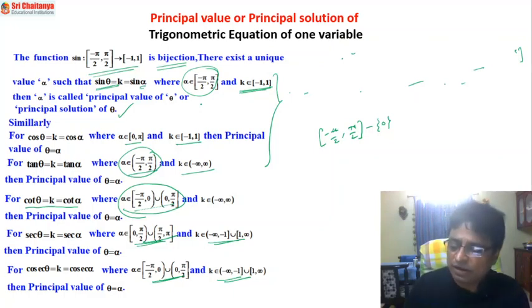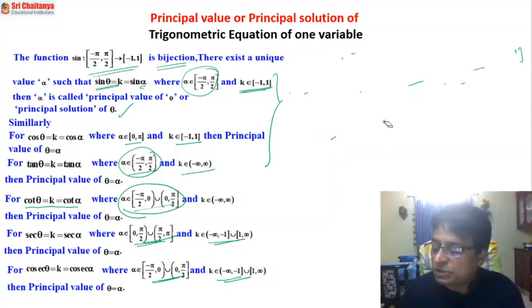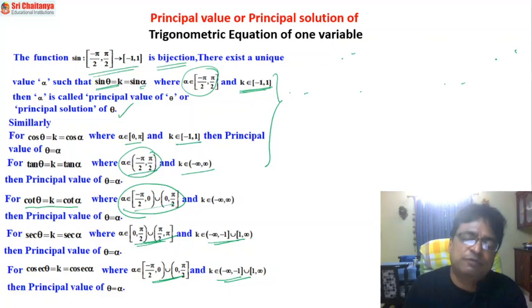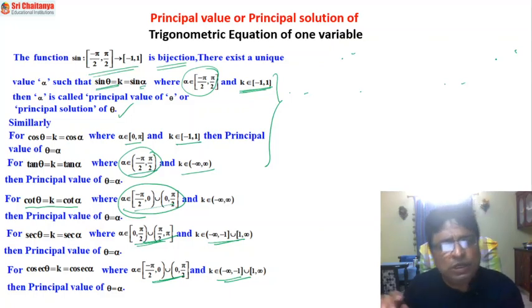Why are we concentrating on principal value? Because to write the general solution of a trigonometric equation, principal values are very, very useful for us. Why do only trigonometric equations possess general solutions? What is the difference between general and particular? Particular means they are finite. General means there exist infinitely many, not a single solution or one solution or two solutions, etc.